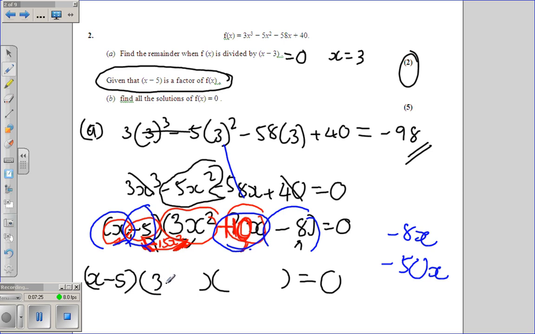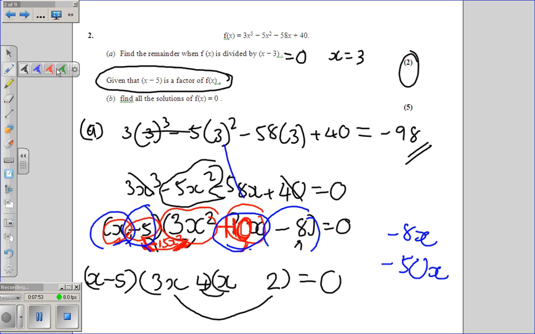So it's going to be 3x and x to get the 3x squared. We need 8. So it could be 1 and 8. That won't work. That'll give us 11. 2 and 4 probably. 4, 2. Because that will give us 4x and 6x. That won't work because we want minus 8.